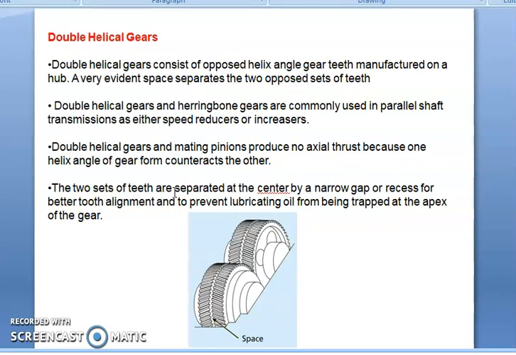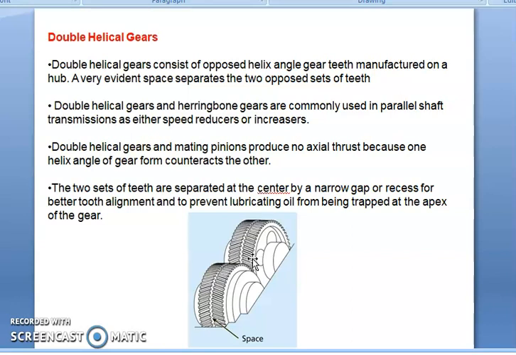This shows the double helical gears. In double helical gears, opposed helix angle gear teeth are manufactured on a hub, in which an evident space separates the two opposed sets of teeth. So double helical gears and herringbone gears are commonly used in parallel shaft transmission as either a speed reducer or increaser.